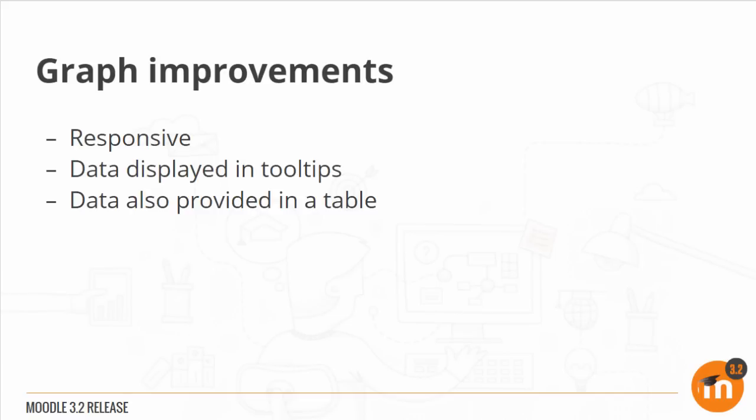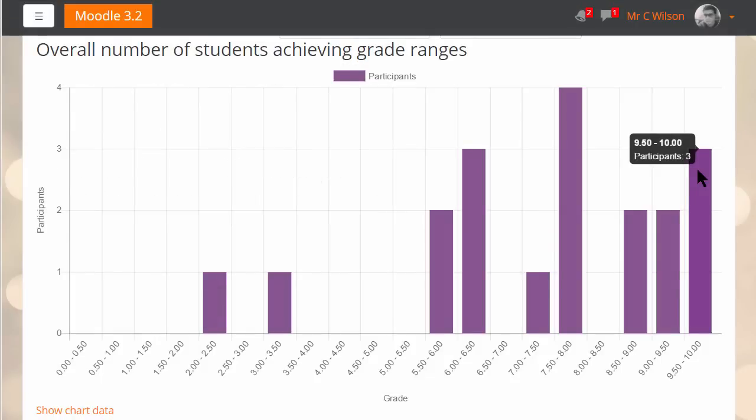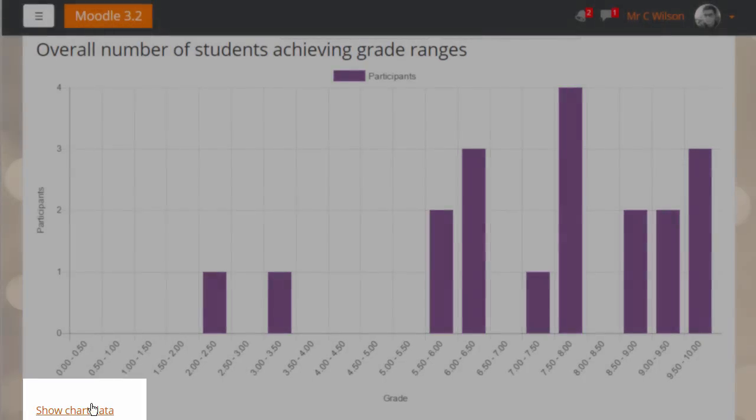Data for each bar in a chart is displayed when hovering over it, and data is also presented in a table for accessibility. In this example, our teacher is looking at quiz results for his class. Hovering over each bar displays its information, and a link below shows the chart data in a table.